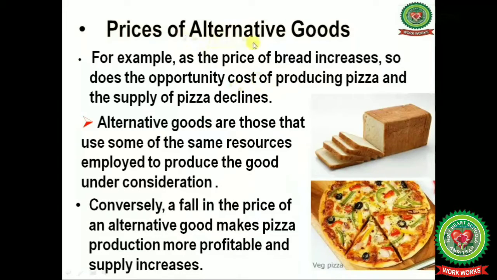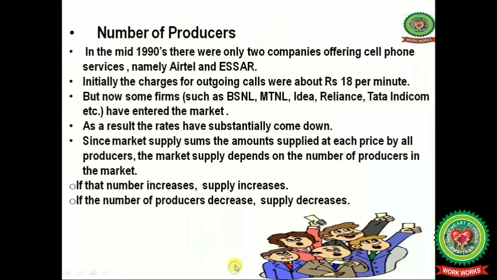Next one is prices of alternative goods. For example, as the price of bread increases, so does the opportunity cost of producing pizza and the supply of pizza declines. Alternative goods are those that use some of the same resources employed to produce the good under consideration. Conversely, a fall in the price of an alternative good makes pizza production more profitable and supply increases.